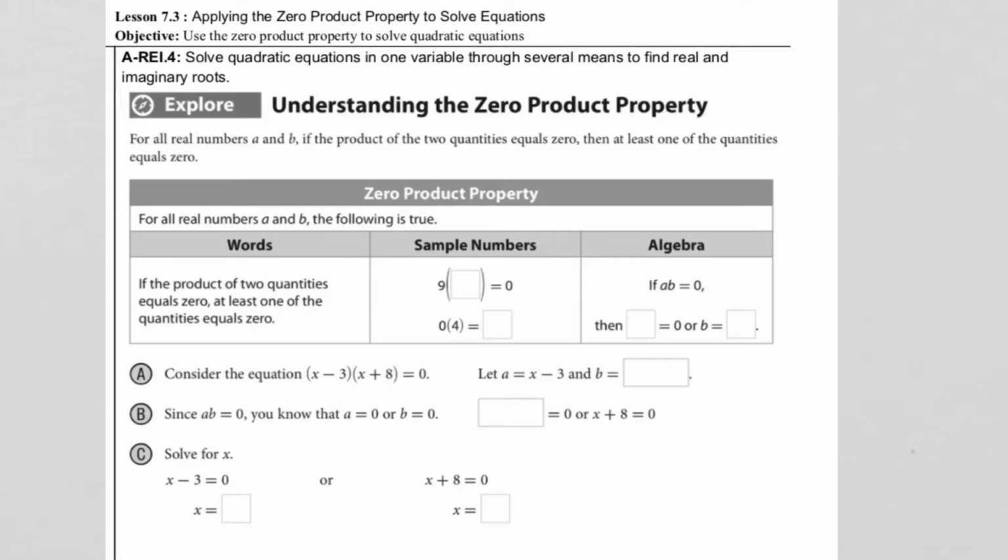In section 7.3, I had alluded to this in the prior notes, the zero product property. If you have two things that are multiplied together and they equal zero, then at least one of the things that you're multiplying must be zero. And you can see this play itself out. If you have 9 times a number equals 0, well then one of the numbers must be 0. And 0 times 4, we know what that is equal to.